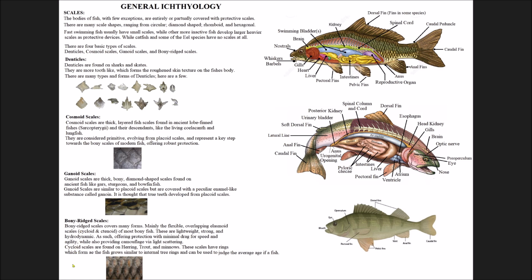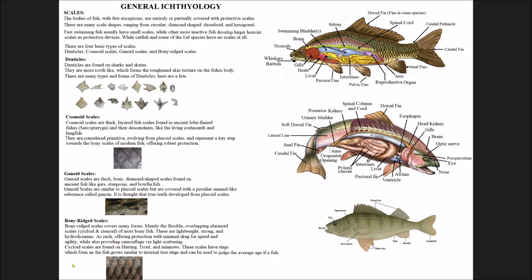Bony ridge scales. Bony ridge scales cover many forms. They're mainly the flexible overlapping elasmoid scales, cycloid and ctenoid, of most bony fish. These are lightweight, strong, and hydrodynamic. As such, they offer protection with minimum drag for speed and agility, while also providing camouflage via light scattering abilities on a lot of fish.